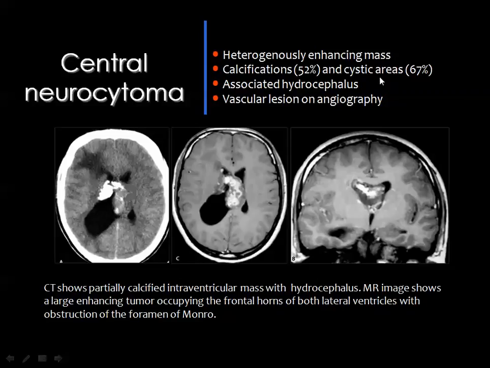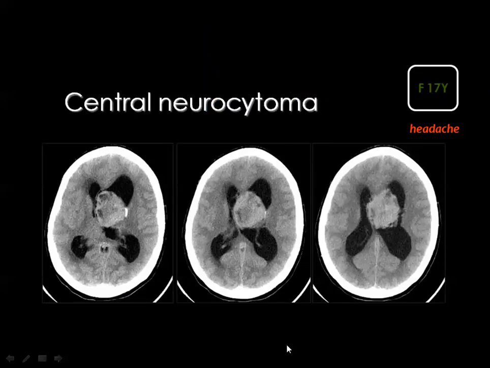And then if you see a lesion within the lateral ventricle, which contains calcium and cystic areas, which are one of the prominent features of this tumor, and this tumor may obstruct the CSF flow, resulting in hydrocephalus. Then you look at the age of the patient, and you can appreciate or diagnose the possibility of central neurocytoma.